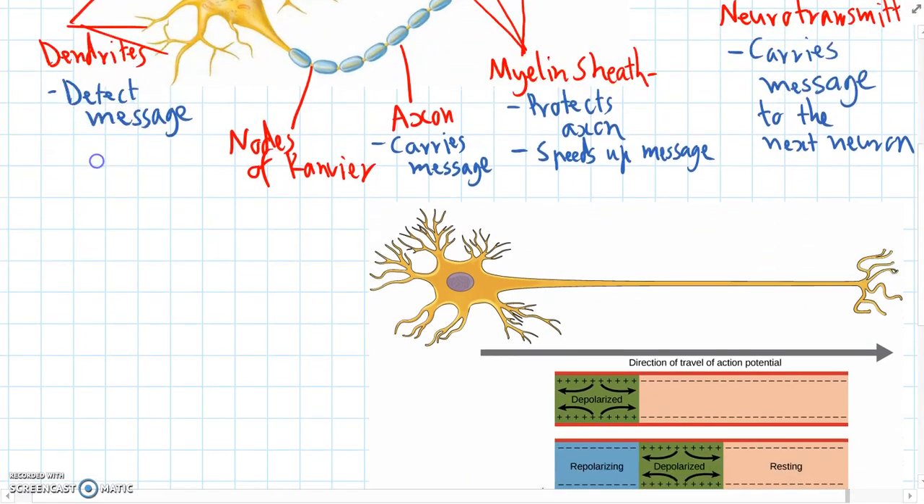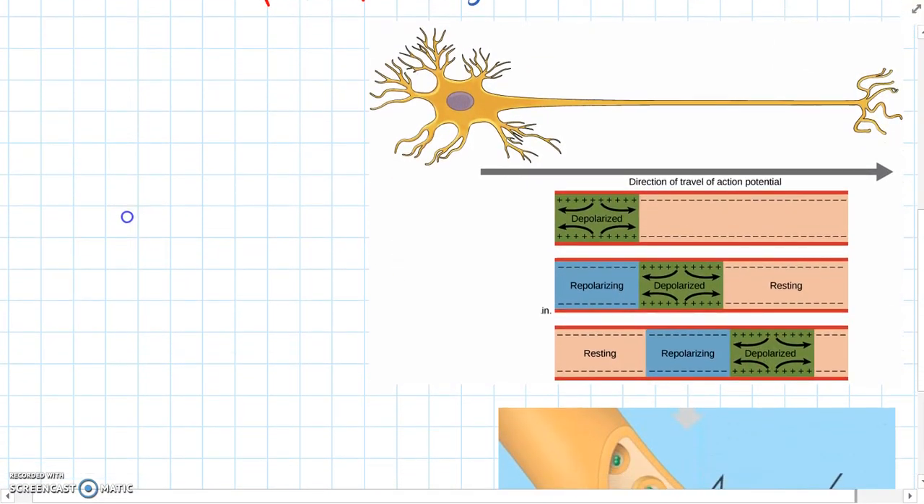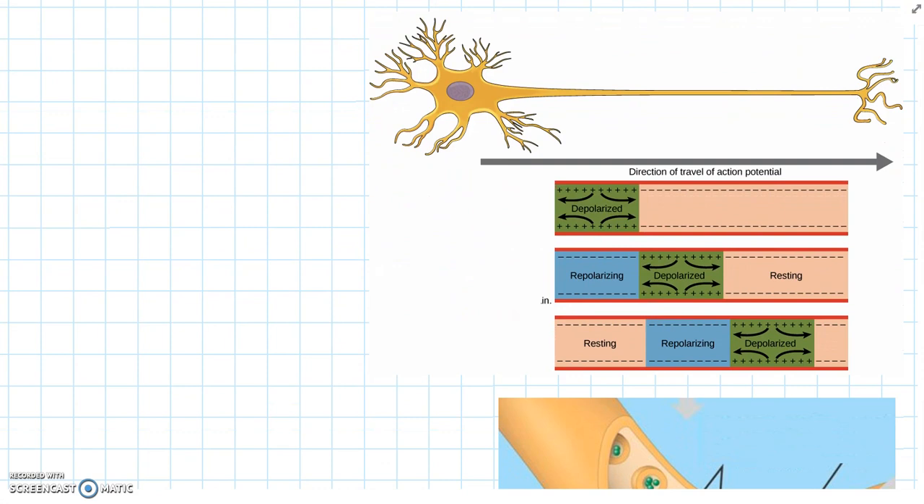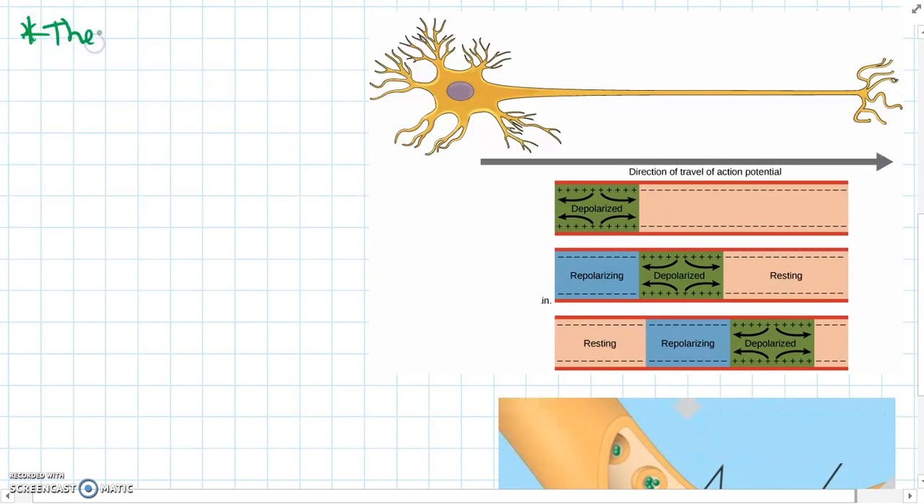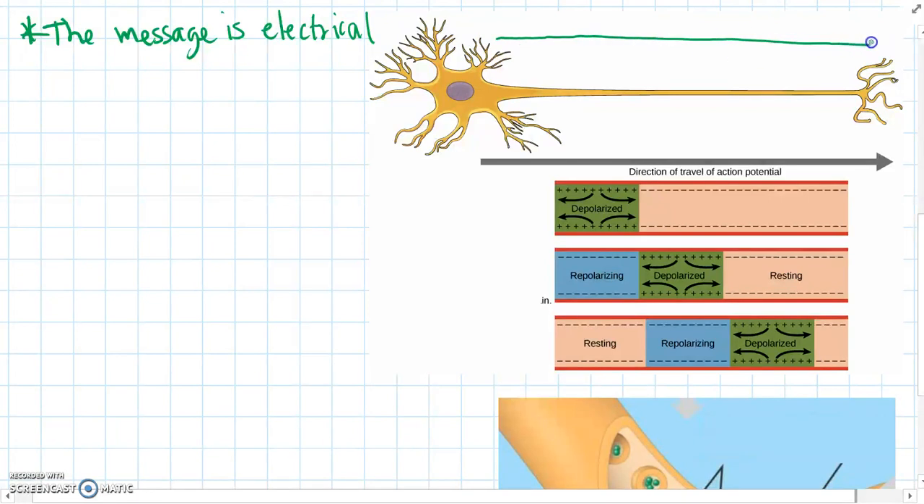Okay, now we're going to see how the axon and the whole neuron pass that message along. Firstly, we need to remember that the message is electrical. So you can imagine it like electricity moving through a wire. It starts at the cell body, moves down the axon, and out through the axon terminal. It's similar to electricity, but not exactly the same, but it's still a movement of charge.